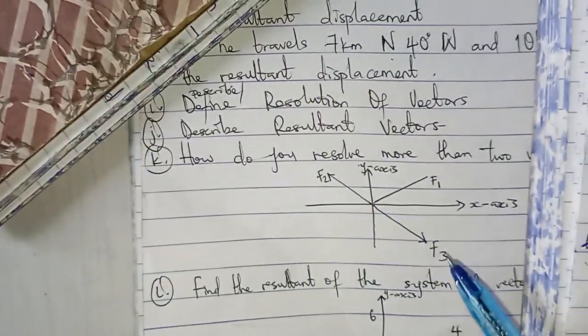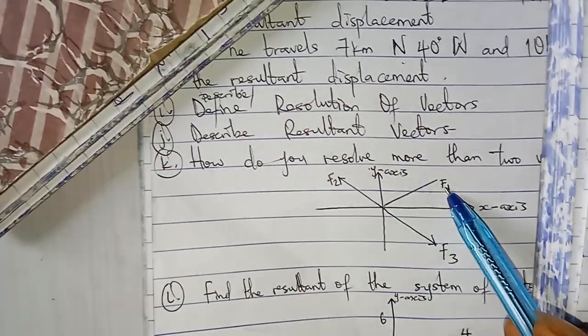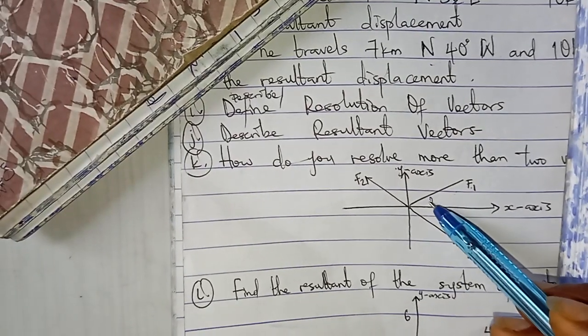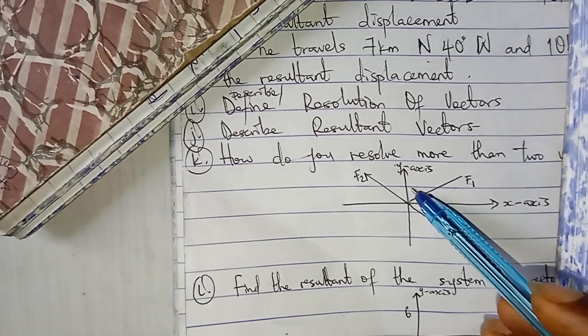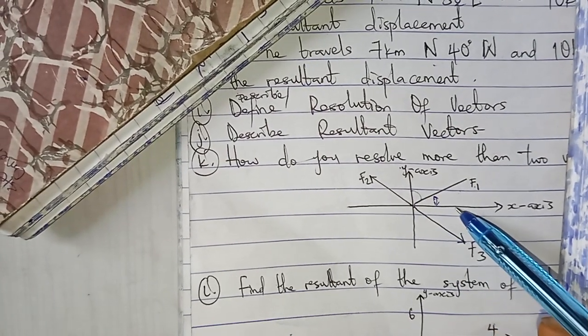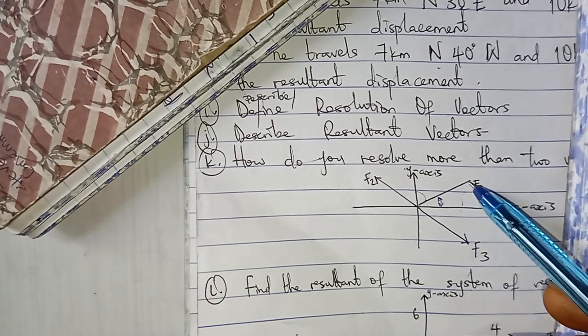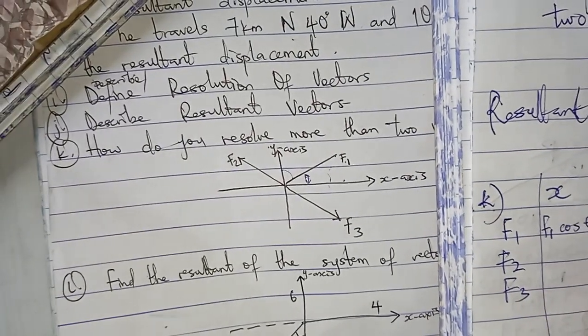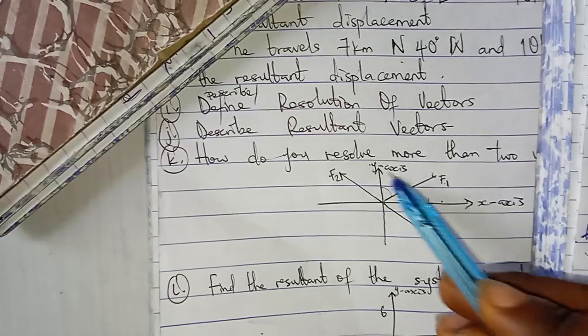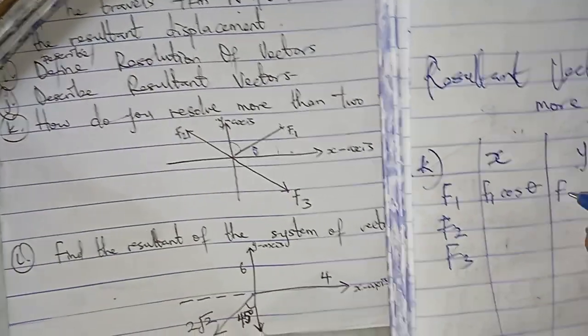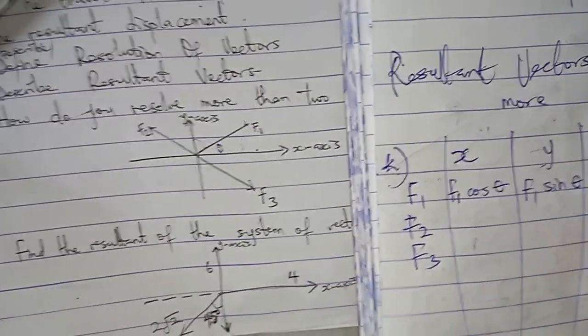So now I will be doing, to resolve F1, there's an angle here. Even if the angle is here, I just come and do, everything here is 90, subtract that angle, you use this one. So carrying this to the x-axis, I'll get F1 cos theta. Carrying this to the y-axis, I get F1 sine theta.